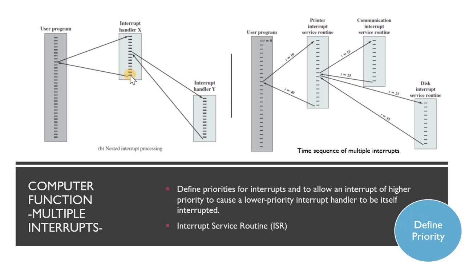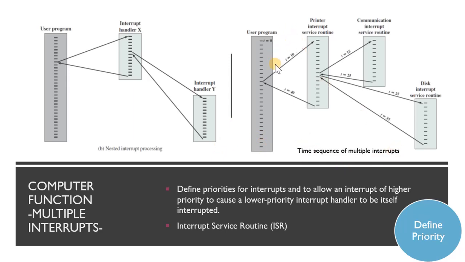The nested interrupt processing can happen while the interrupt handler is executing. For example, here in the interrupt handler, when it executes, it requests another interrupt handler, which is interrupt handler Y. And interrupt handler Y will process and execute the interrupt until it completes and passes to interrupt handler X, and interrupt handler X will resume the process until it ends and give back to the user program.